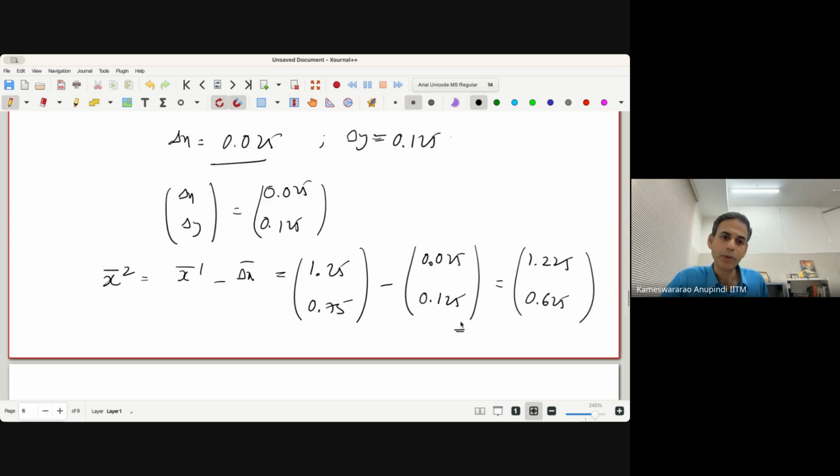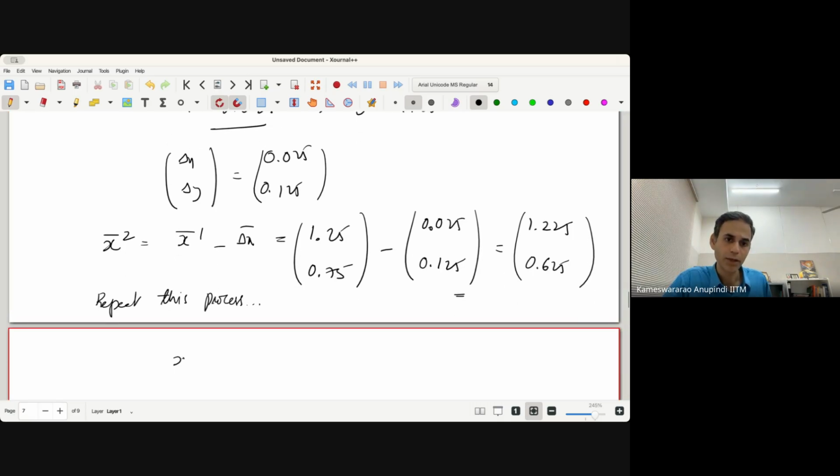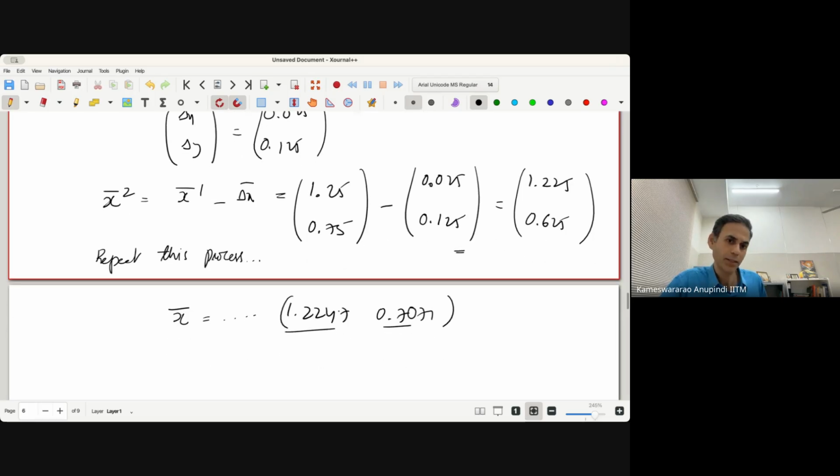So you can repeat this process, and eventually, hopefully, it will converge to some value of x bar. Let me check, I haven't written it down anywhere. It's probably going to converge to 1.2247 and 0.7071. That will be the exact answer, where the norm of f bar of x bar of k will come out to be less than the tolerance.